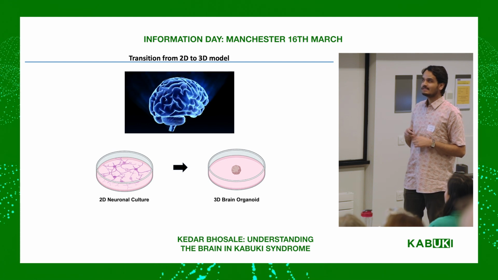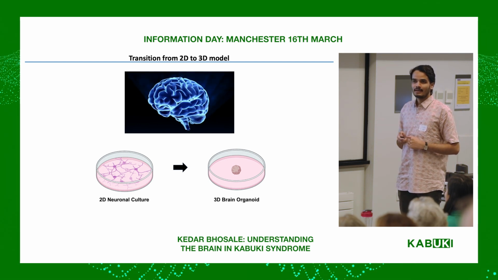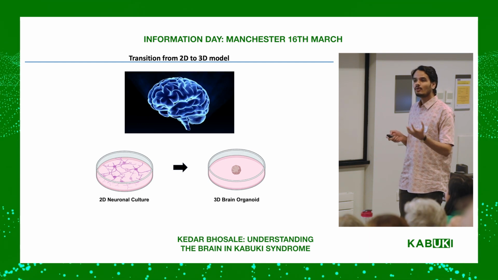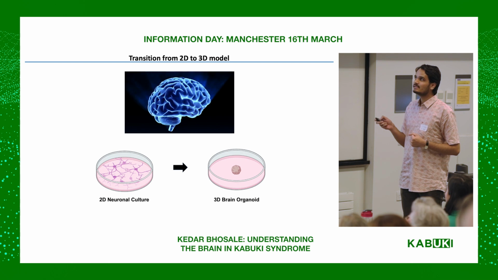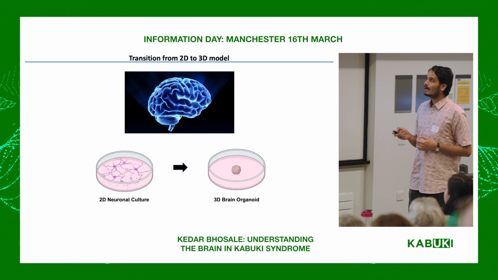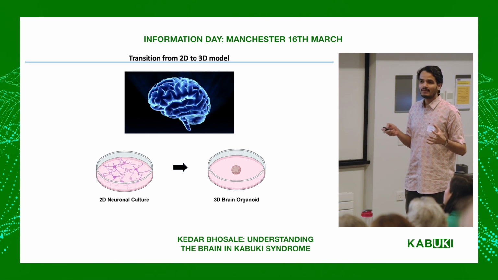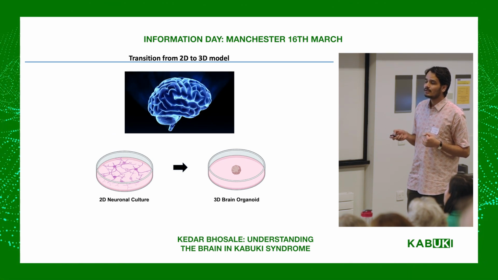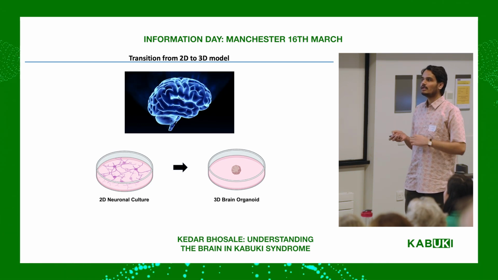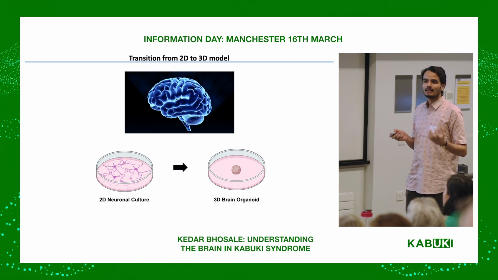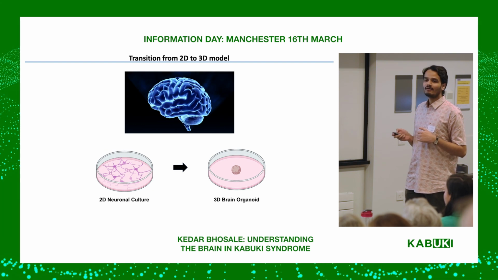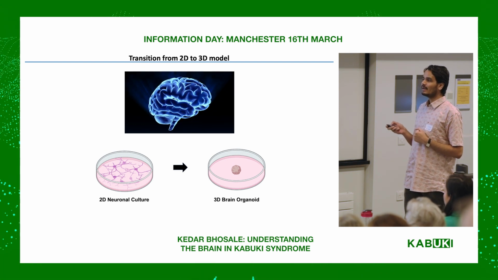So this has been the work till date that we have done. From here, we want to transition from a 2D model to a 3D model. As we know, the brain is a nice complex 3-dimensional structure, and it's difficult to study this complex 3D structure in a 2D monolayer culture, because growing cells on a flat petri dish, we don't get to see many of the cell types that are available. This makes us go a step ahead and make brain organoids.